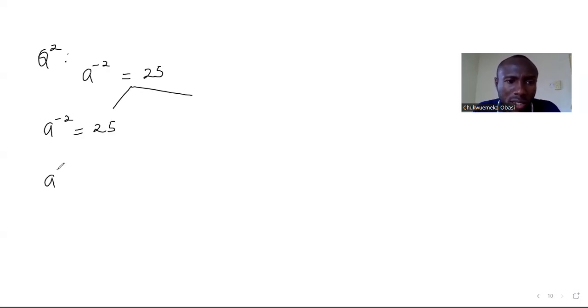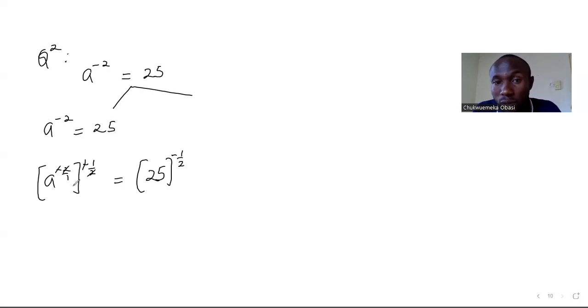So I have a to the -2 here, then I multiply it by -1/2. Then I have here 25 to the power -1/2. Let's see how it works. Because this is minus times minus, we cancel out. Then these 2 can cancel out this 2 in the denominator. Then a will be free. So this is constructively how you can think of numbers that can eliminate these guys.